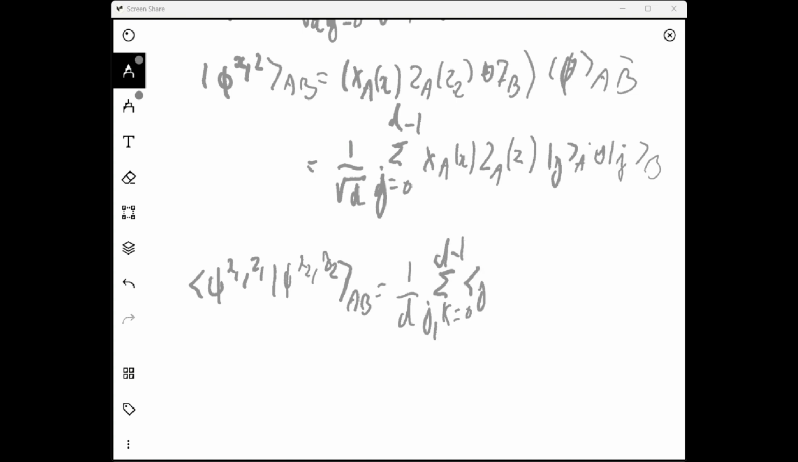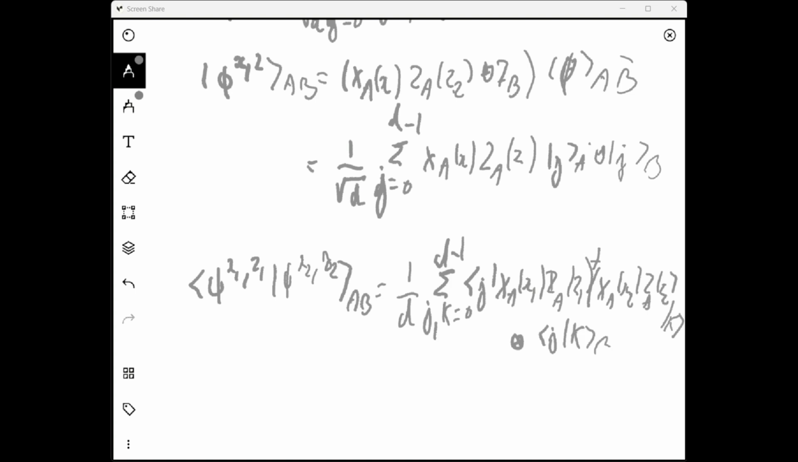of g xa x1 za z1 dagger of xa x2 z za z2 of k xor gk of b.